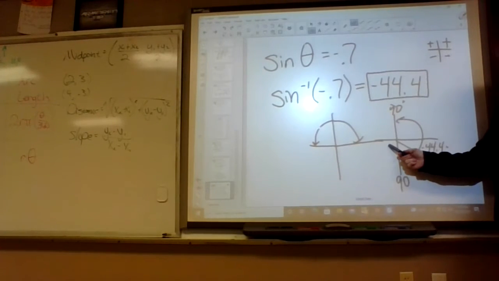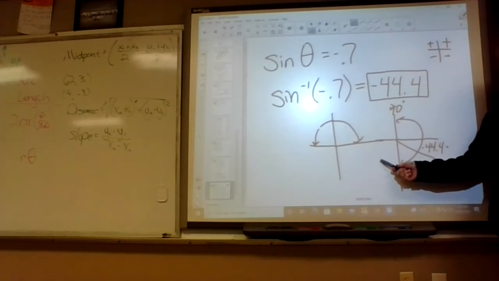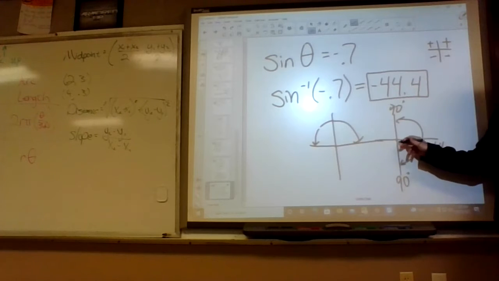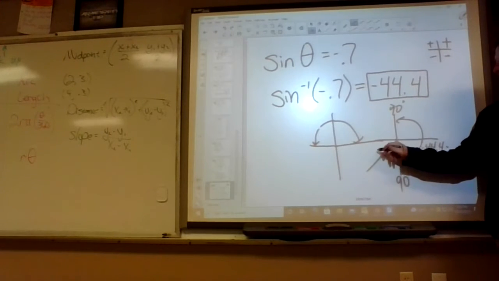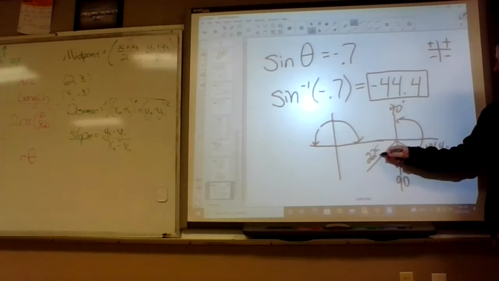Okay, so the third quadrant angle is going to be 180 plus 44.4. Does that make sense? Yeah. So it's 180 plus 44, which is 224.4.